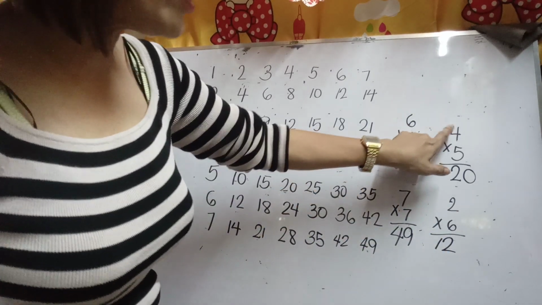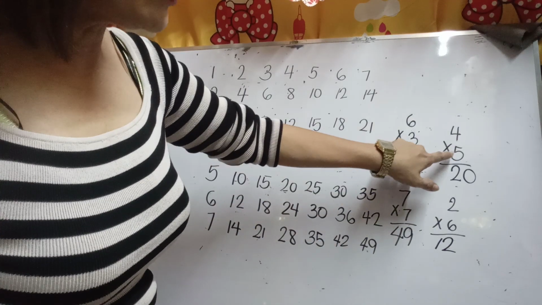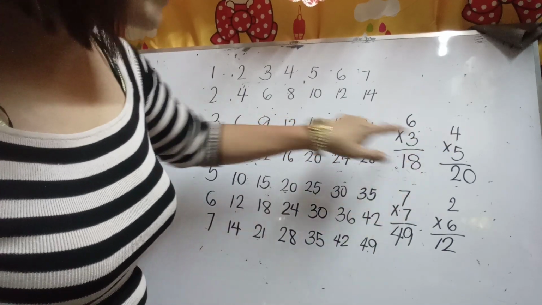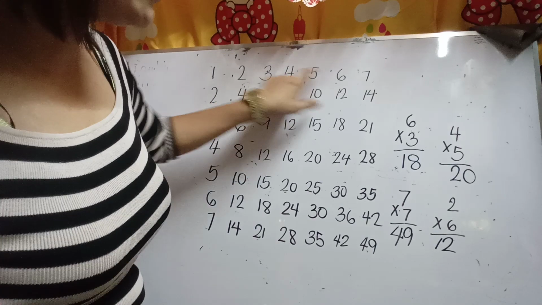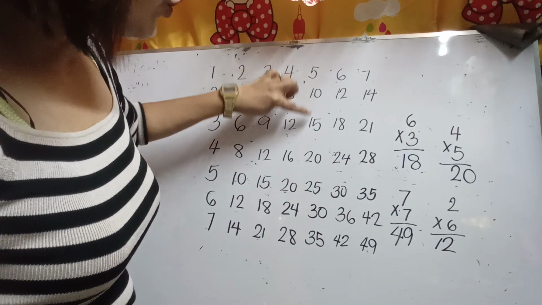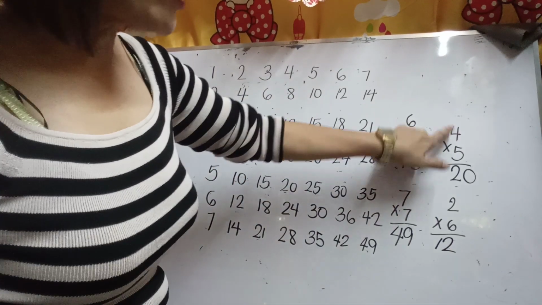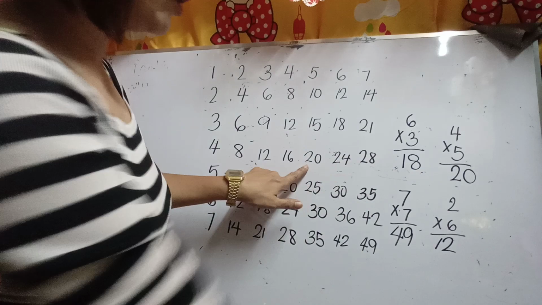Okay? Now, here we have 4 times 5. So, let's reverse it. Let's make it 5 times 4. Punta kayo sa 5. And then, you count 4. So, from here, 1, 2, 3, 4. So, doon makikita nyo. Ayun, no? 4 times 5 or 5 times 4 is still 20.